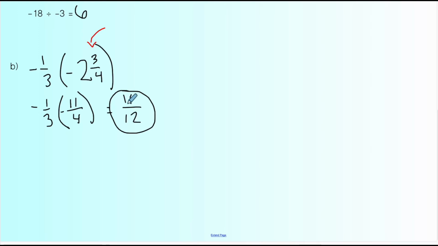Nothing changed because they were negative. I multiplied as I normally would, and then when I finished, I went back and said, all right, they're both negative, therefore my answer is positive. So that's rule number 1.